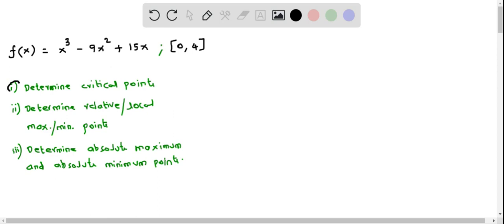The first step will be determining the critical points. Remember that critical points are obtained when the first derivative equals 0. That is, we have to find f prime of x and set it equal to 0. So that will be our first step.